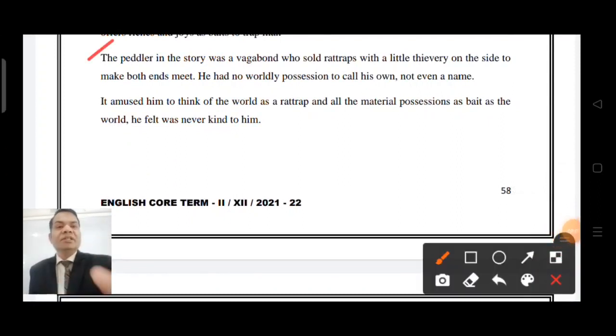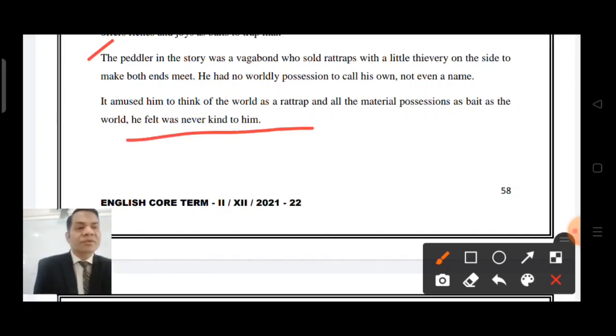The peddler in the story was a vagabond who sold rat traps with a little thievery on the side to make both ends meet. He had no worldly possession to call his own, not even a name. It amused him to think of the world as a rat trap and all the material possessions as bait, as the world, he felt, was never kind to him.